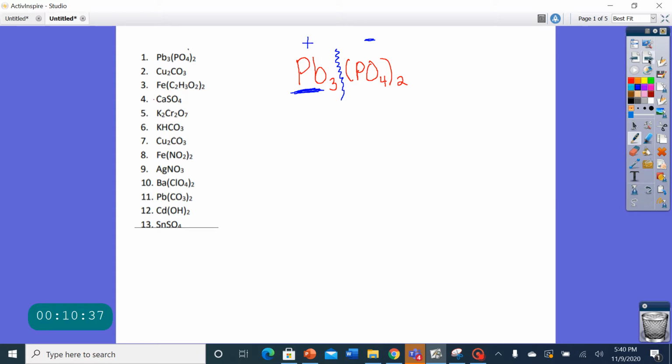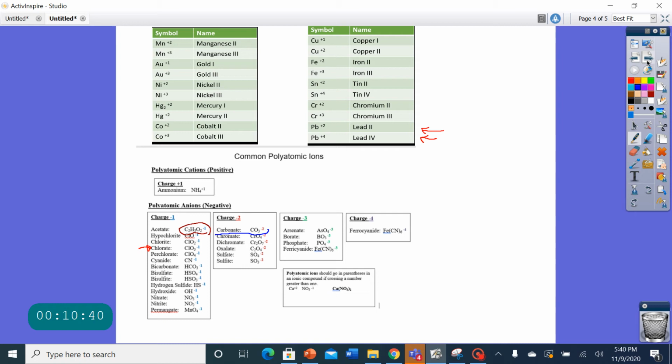So what you're going to do is look at the list of Roman numerals. Remember, it said Pb. So I'm going to look through and see if I see Pb, which I do. So this tells me that this will have a Roman numeral in the name. If I didn't see it here, then I wouldn't worry about it. But because it is here, I've got to figure out if I'm using lead 2 or lead 4.